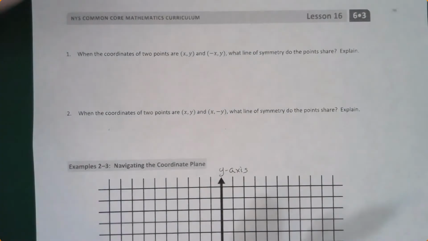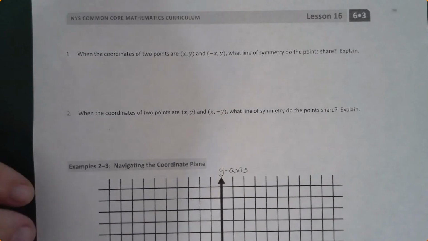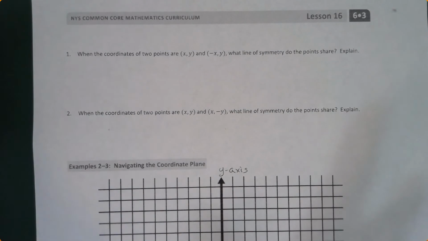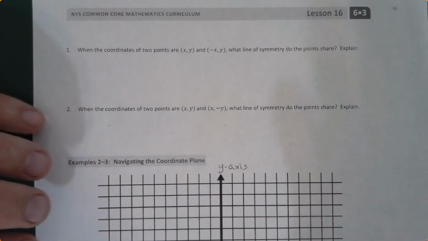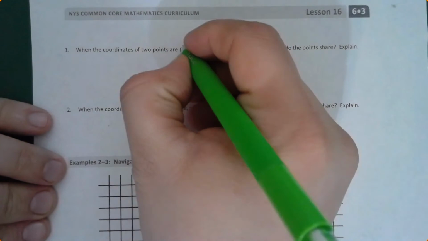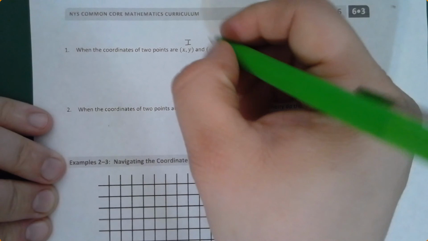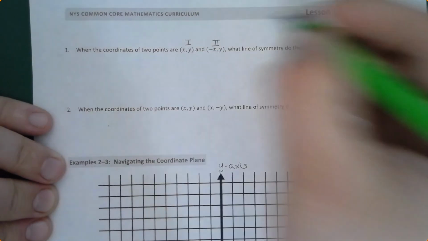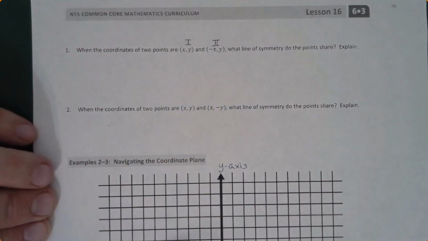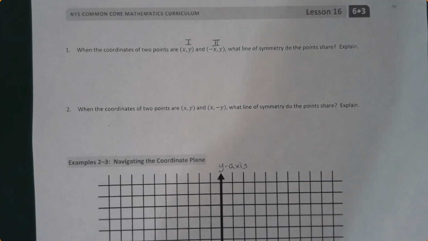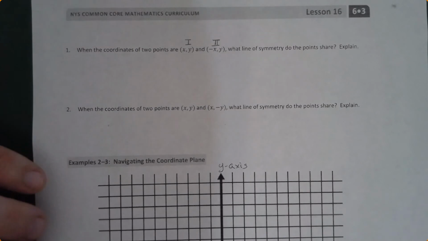So when the coordinates of two points are (x, y) and (-x, y), I want you to remember this. Remember our quadrants. When we have a positive x and positive y, we're in quadrant 1. When we're in a negative x and positive y, we're in quadrant 2. So what's the line of symmetry? What line would I have to fold across in order for a point from quadrant 1 and quadrant 2 to touch each other? Correct, it would be the y-axis.